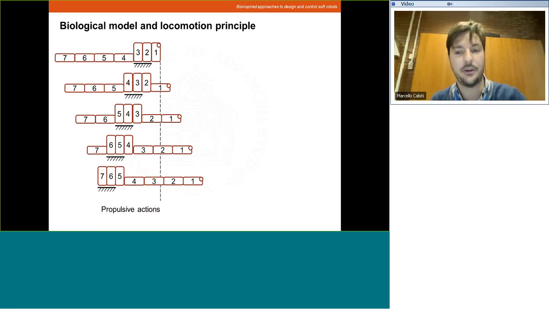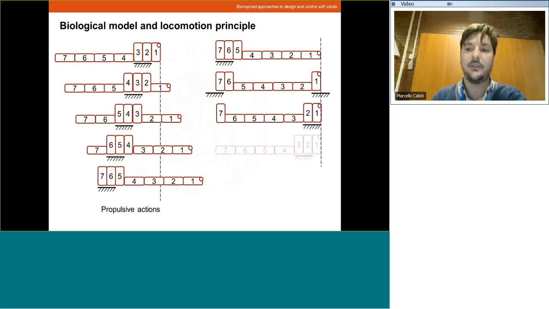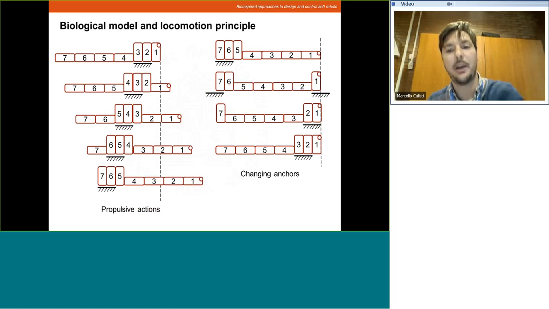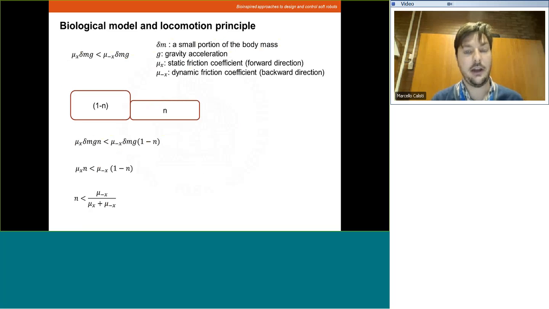So that one pushes the body forward, but then when we have the change of the anchor to bring the anchor back to the head of the body, you are not pushing forward your body, you are just changing the anchors. And if you go into the mathematics of that, again, using simple friction laws, you can see that for a body of length 1, with 1 minus n segments which are not elongated and n segments which are elongated at each time, you again want that the reactive force will be positive, and that leads you to the number of segments that can be moved each time.